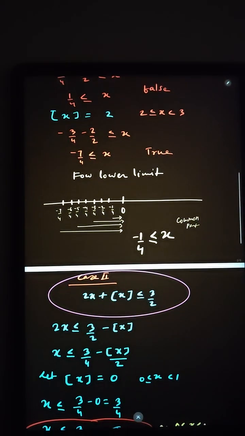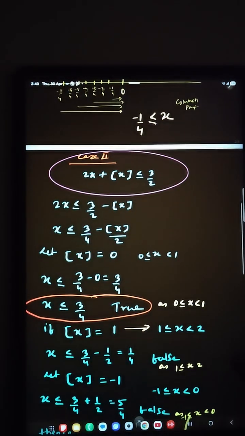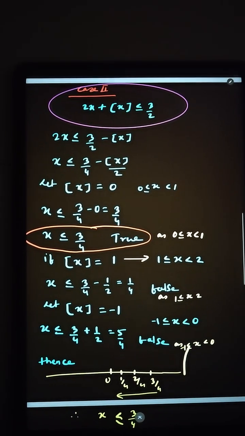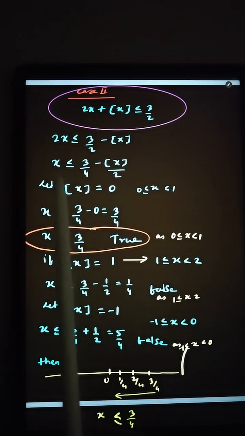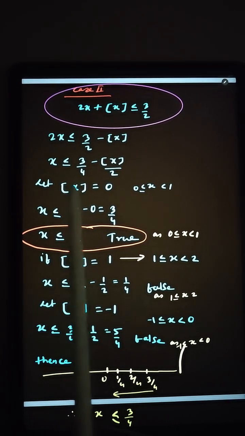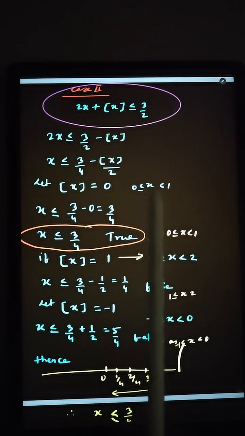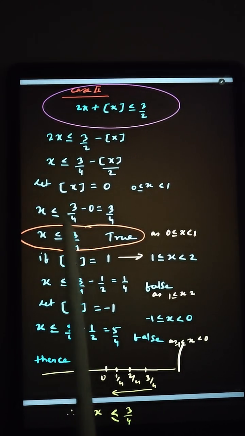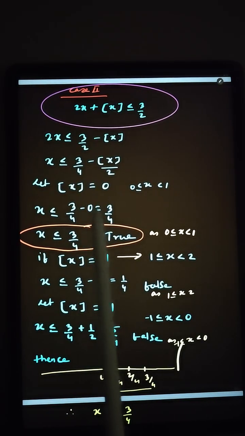Now we consider case 2, that this expression is less than or equal to 2. Then what happens? Again we will do the same way. Suppose your greatest integer value is 0, meaning x lies between this interval. In that case your x will be less than or equal to 3 by 4 minus 0, equal to 3 by 4.